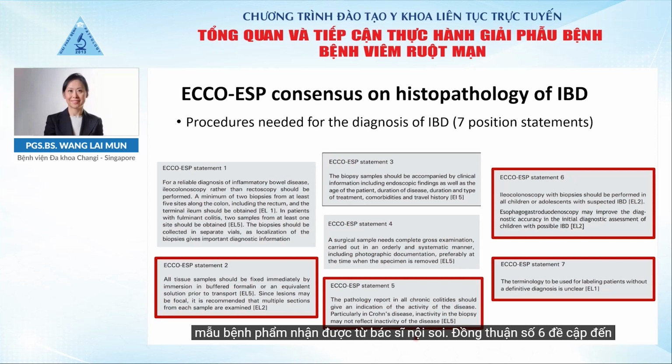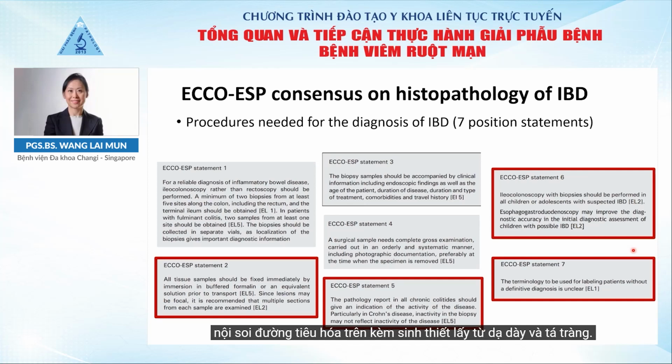Position statement 6 refers to a special group, that means children and young adults. They recommend ileocolonoscopy with biopsies taken if there is suspected IBD. And for children with possible IBD, they should also consider having upper GI endoscopy with biopsies taken from the stomach and duodenum.